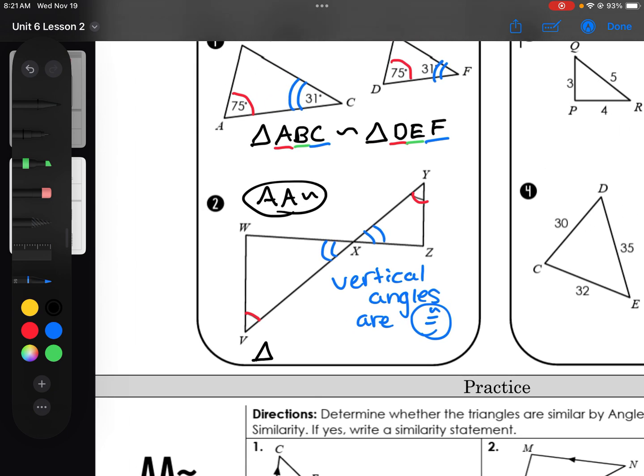Okay, if we write the similarity statement here, we're going to get triangle WXV is similar to triangle ZXY. Remember, the order matters. Okay.